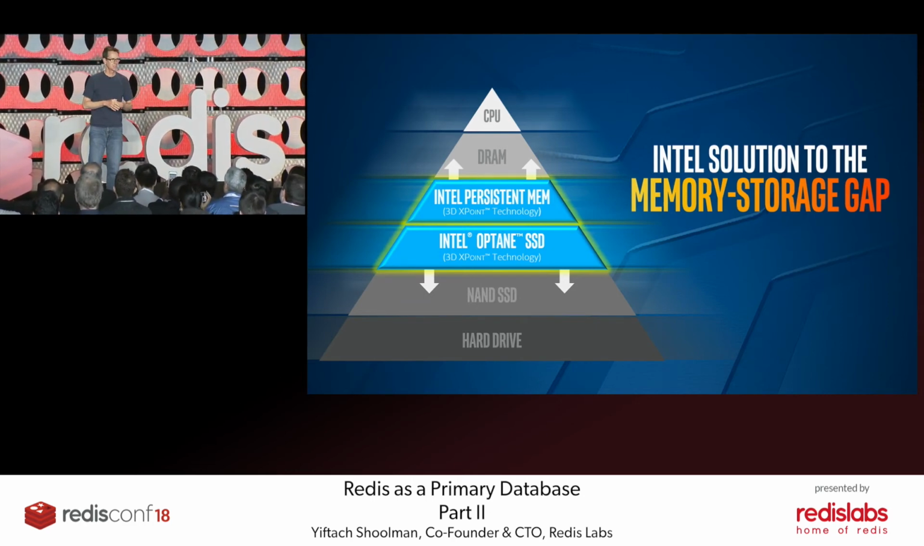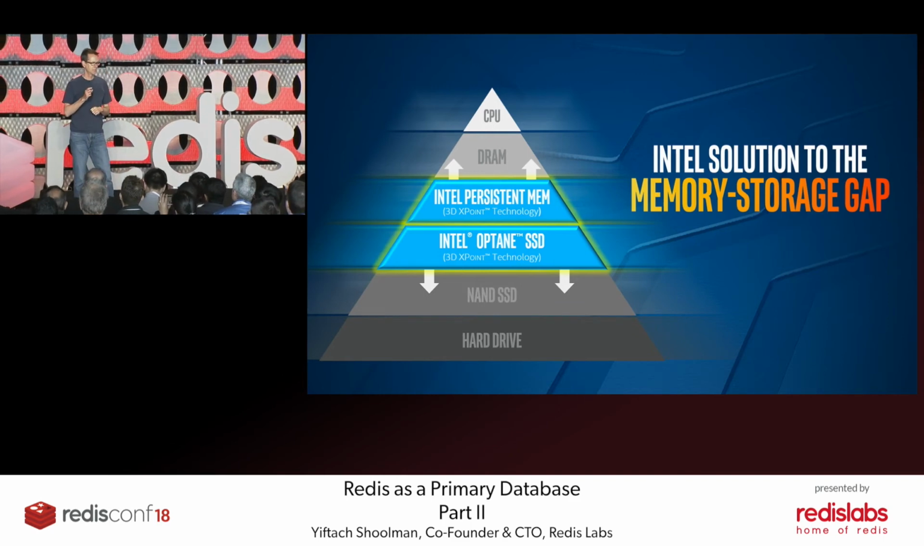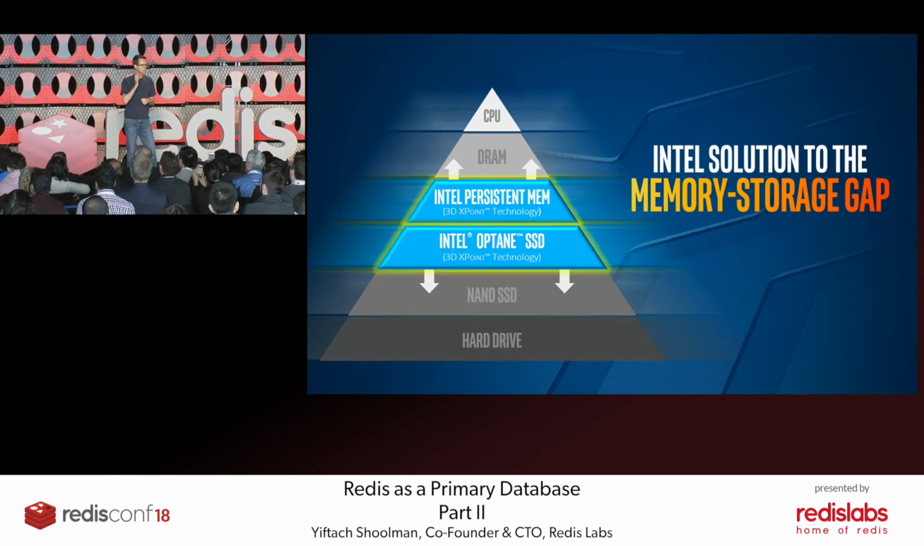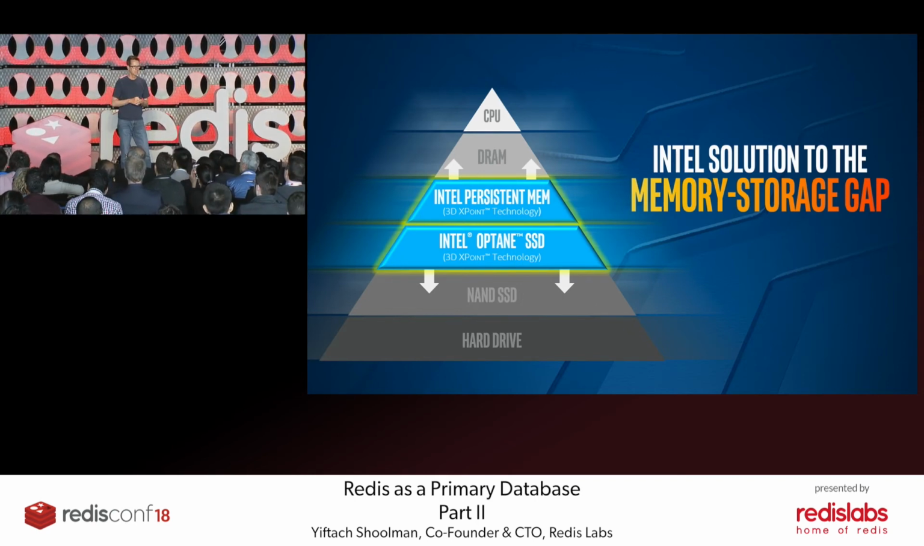Thanks, Yiftach. So I'm excited to be here to talk to the Redis community about this new technology we've created at Intel called 3D Crosspoint. 3D Crosspoint is a new kind of media that falls between DRAM and NAND flash in the memory to storage hierarchy. This new material has capacity points approaching that of NAND flash, but performance and access latency much closer to DRAM. So it truly fills that gap between memory and storage in this hierarchy.